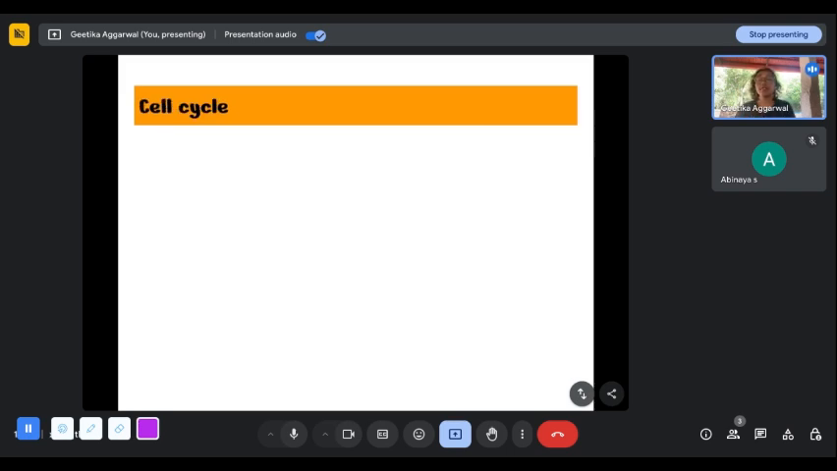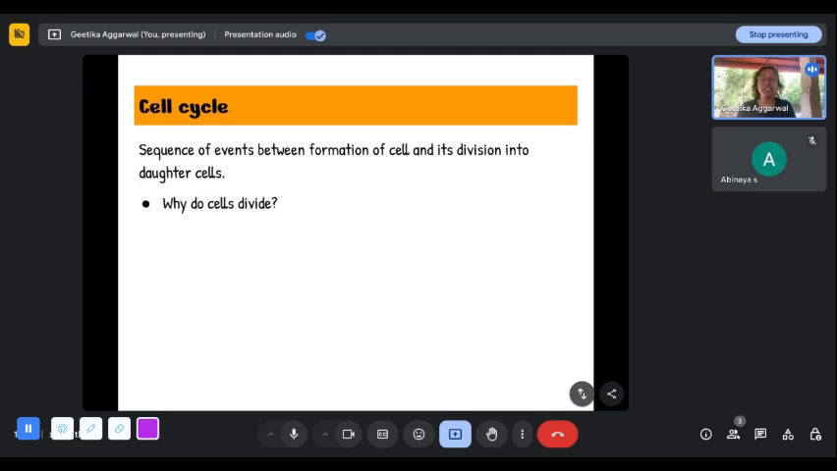So now coming to the cell cycle, having talked about what is actually a chromosome, we'll talk about the cell cycle. So, the cell cycle is actually the sequence of events between the formation of the cell and its division into daughter cells. So, when a cell gets formed and then grows and its DNA gets synthesized and then it gets divided further into daughter cells. So, that is the entire cell cycle.